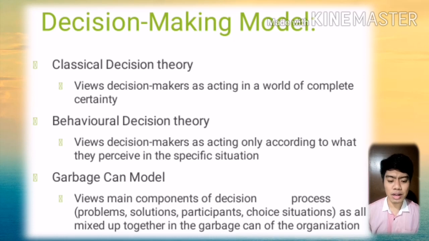Okay, so the next theory is behavioral decision. It views decision makers as acting only according to what they perceive in the specific situation. Sees decision maker as typically acting in uncertain conditions and with limited info, whether it is cognitive limitations and bounded rationality. So here, problem not clearly defined, limited knowledge of alternatives and their consequences, satisficing rather than optimizing in choice of solution.